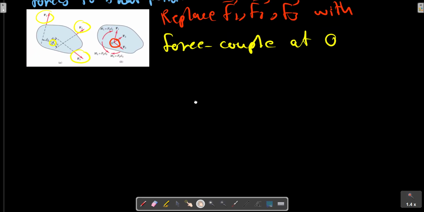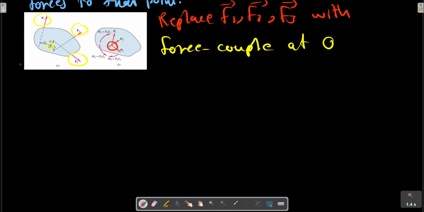The next step, 2. Add all forces at O to form the resultant force R, and add all couples to form the resultant couple MO.